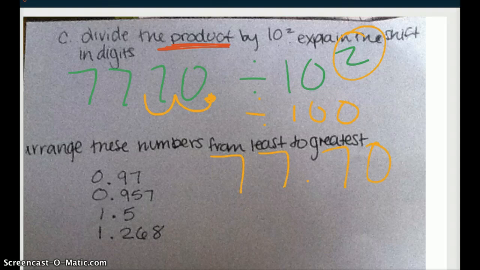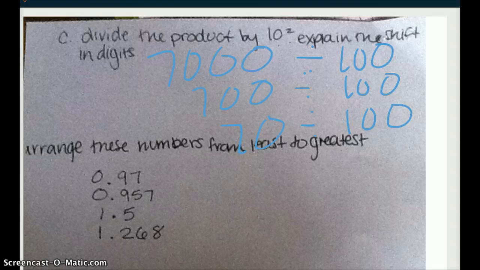Explain the shift in digits. When you divide by 10 squared, 10 to the second power, you subtract 2 place values to the number. Each digit gets 100 times smaller. You're taking the value of each digit and dividing it by 100. So 7,000 turns into 70, 700 turns into 7, and 70 turns into 7/10.